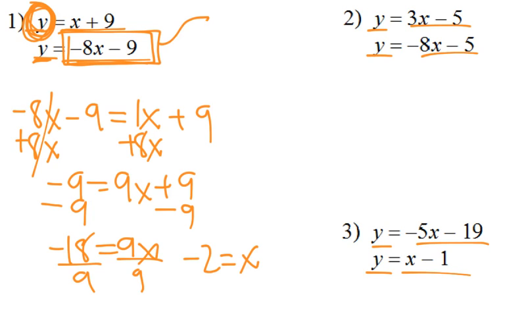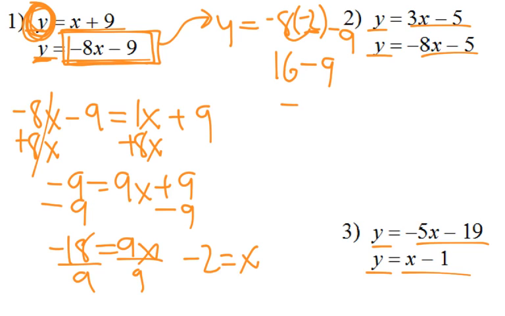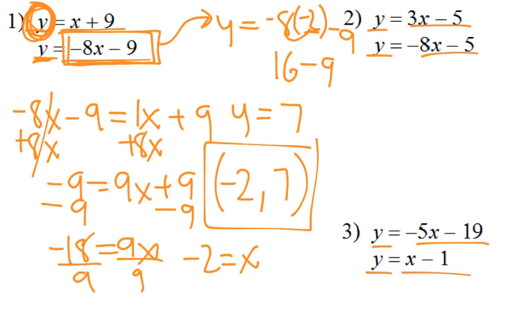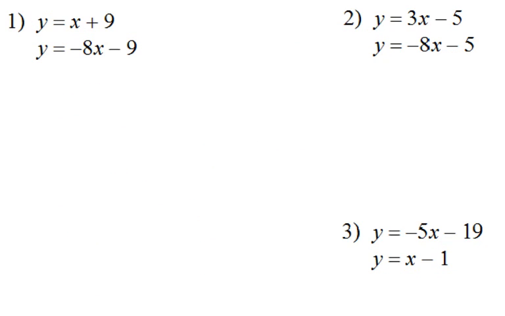Okay, then I take this other equation and say, you know what? I now know that x equals negative 2. So I plug in the negative 2. Negative 8 times negative 2 is positive 16. Subtract 9, and we get 7 for y. There's my second half. So I know my answer is negative 2, positive 7. That's where they intersect. Okay, so let's keep looking.